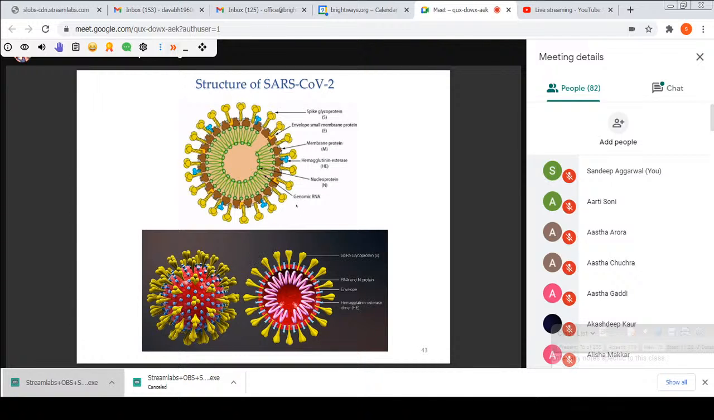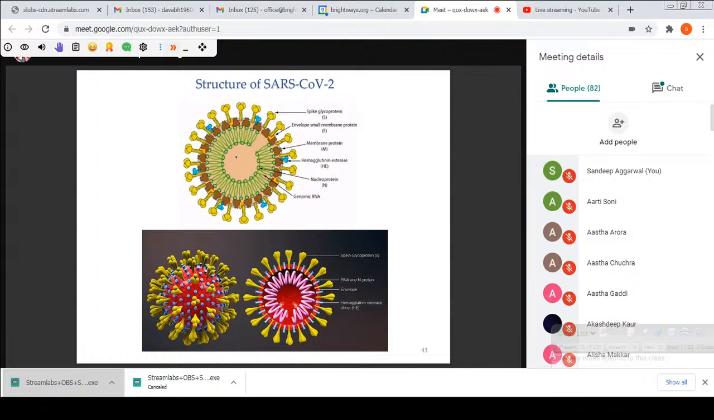There are spike glycoproteins on its surface. Glycoproteins come partly from carbohydrates, that is the glycan part, and partly from proteins. So these are the glycoproteins. And then there are membrane proteins, which compose its membrane. Then there are nucleoproteins inside. Then there is a genomic RNA. RNA is a nucleotide. So this is the structure of the virus.